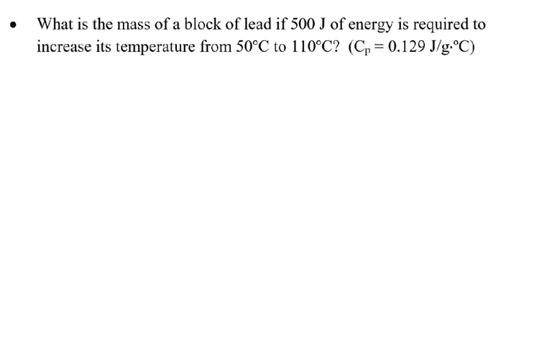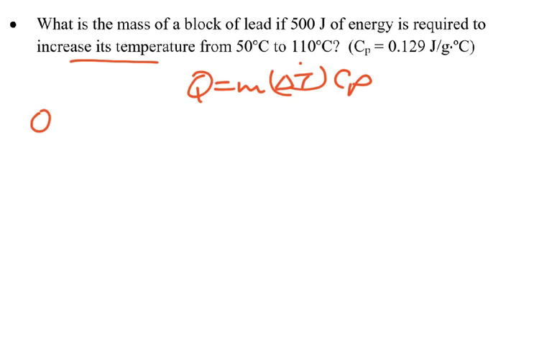Now another problem. What is the mass of a block of lead if 500 joules of energy is required to increase its temperature from 50 to 110? Okay, so again, we're warming something up, so the equation is going to be Q equals M delta T C sub P, and we've got to find our variables. Okay, so what is the mass of a block? Okay, so we're looking for the mass.